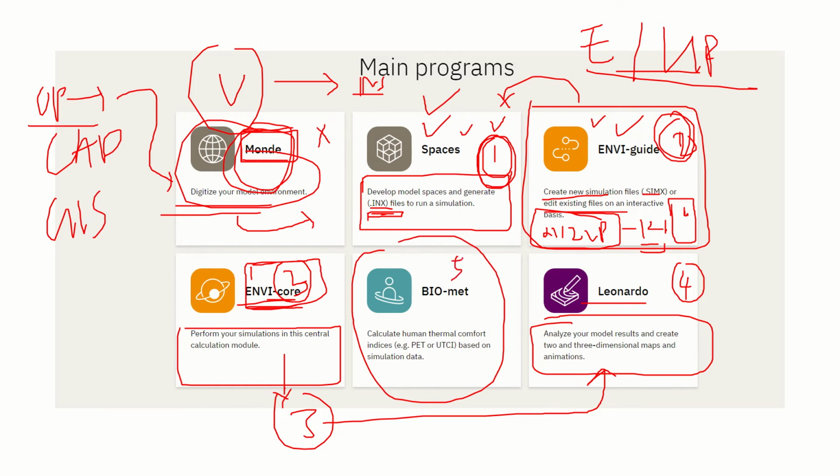In addition to that, there's another tool called Biomet. This is after generating the results. Within the simulation results, the tool will generate so many parameters. One of the results it will generate is also on thermal comfort indices, especially PET or UTCI. So what is PET, what is UTCI, we should have an understanding, only then will we be able to use it in our application.